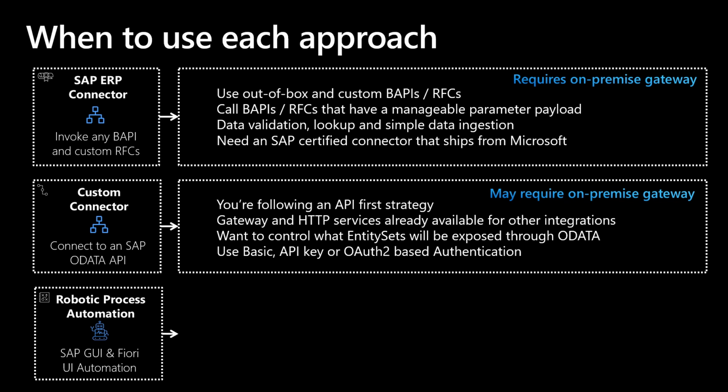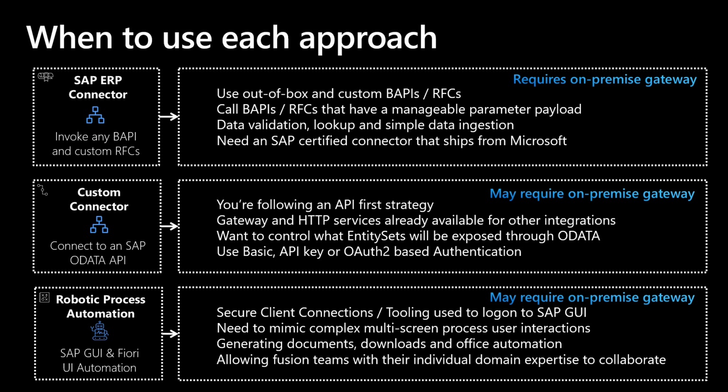Use robotic process automation if you use special software solutions to log into SAP, such as secure client connections and tooling, or if you need to automate complex multi-screen and multi-step processes that include office automation and document handling as well. Power Automate's low-code, no-code platform enables Fusion teams of citizen developers, IT pros, and SAP business domain experts to come together and jointly work on sophisticated end-to-end automation solutions.